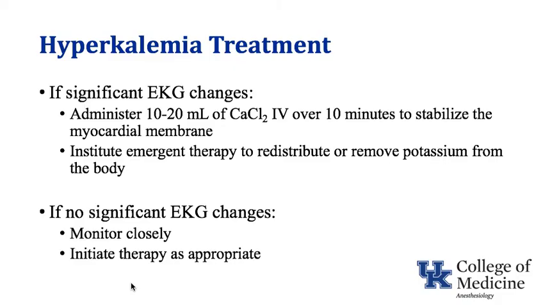Hyperkalemia is treated in several ways. First, if there are significant EKG changes, administer 10 to 20 cc's of calcium chloride over 10 minutes to stabilize the myocardial membrane. Remember that calcium chloride does not change the potassium concentration for the patient, it just stabilizes the myocardial membrane. As you do that, please also institute emergent therapies to redistribute or remove potassium from the body. If, however, your patient with hyperkalemia does not have significant EKG changes, there's really no need to give calcium chloride. You can monitor closely and initiate therapies as appropriate.